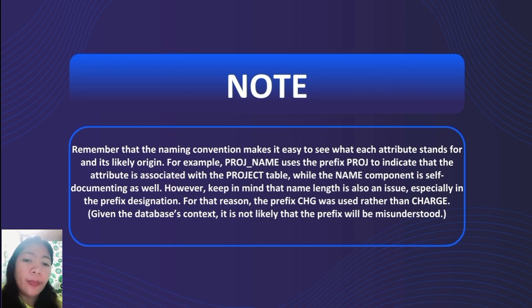The naming convention used in the table follows a pattern that indicates the attribute's association with a specific table. For example, project name signifies that it is related to the project table, and the name component is self-explanatory. However, it is important to consider the length of the prefix to avoid confusion or readability issues. So in this case, CHG was used instead of charge.